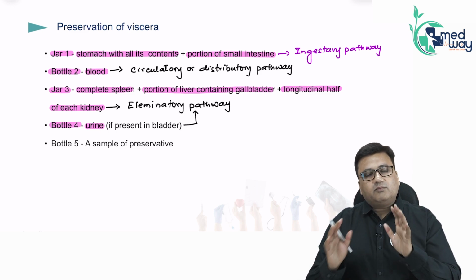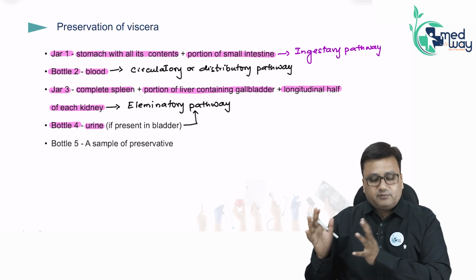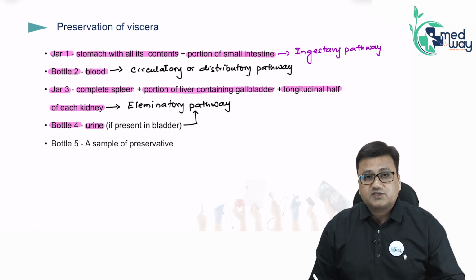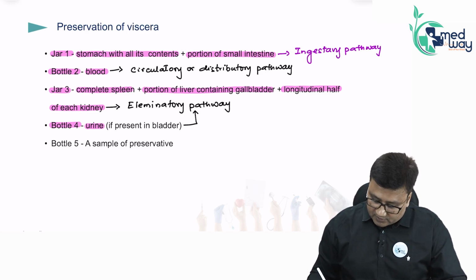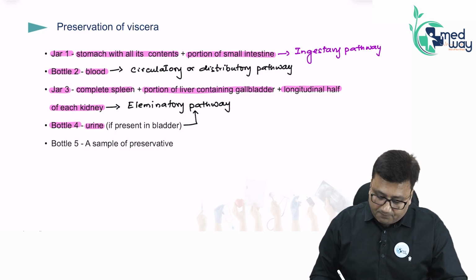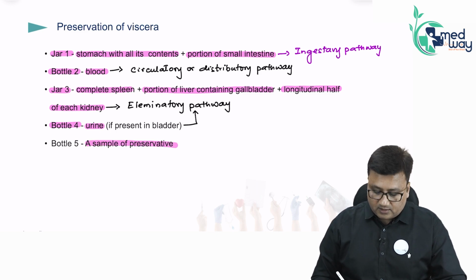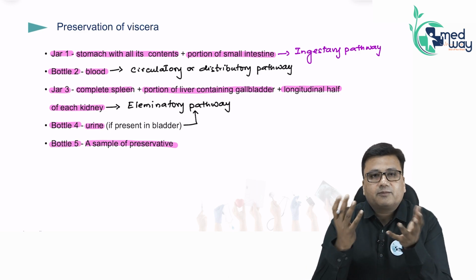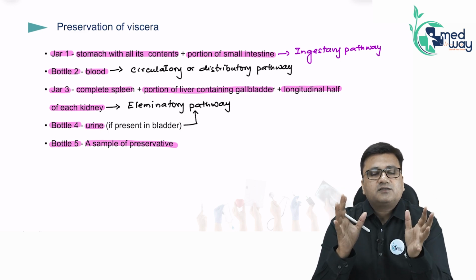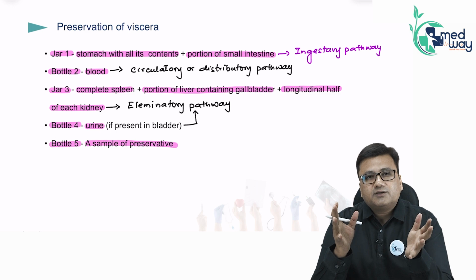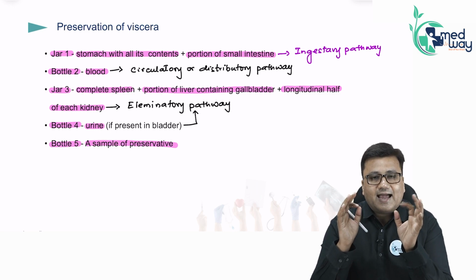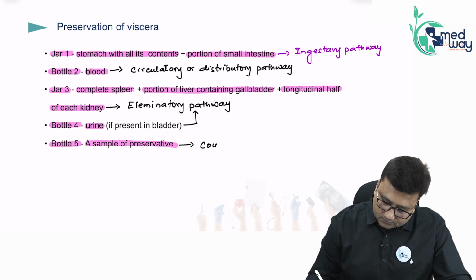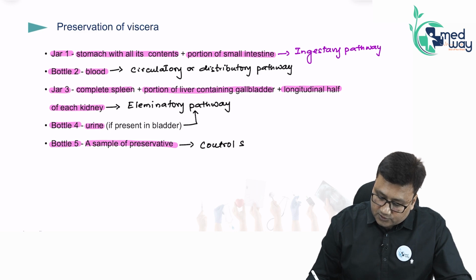And apart from preserving all these pathways separately in 4 separate jars or bottles, or a combination of jars or bottles that we have just seen, we also have to preserve what is called a sample of preservative in bottle number 5. So, whatever preservative that we are adding in those jars and bottles for preservation, a sample of it has to be added, because this serves as a control solution.